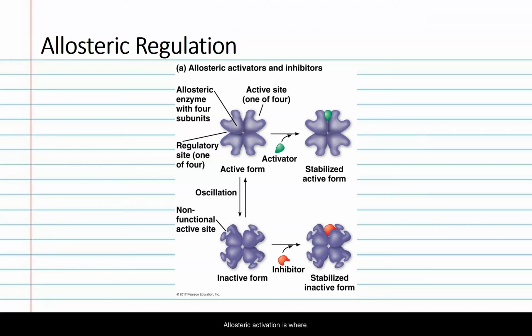Allosteric activation is where you have a substance, we call it the activator, that binds to an enzyme and stabilizes the enzyme in its active form. On the other hand, in allosteric inhibition, you have a molecule that can bind to the enzyme at a site other than the active site, which then stabilizes the inactive form of an enzyme. Again, that's going to be your non-competitive inhibition, right? Allosteric inhibition is a form of non-competitive inhibition.